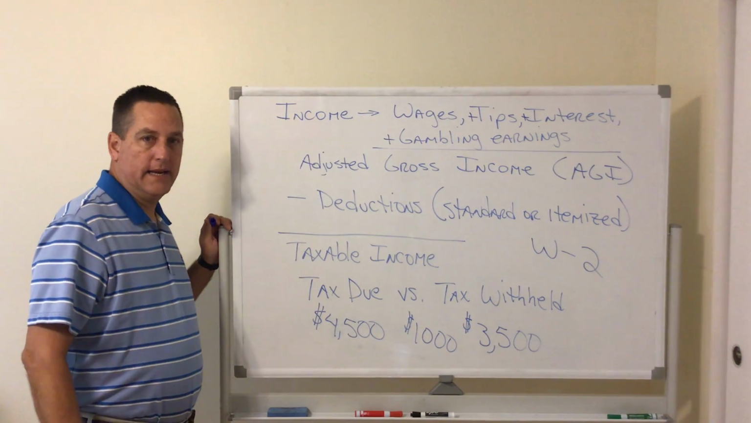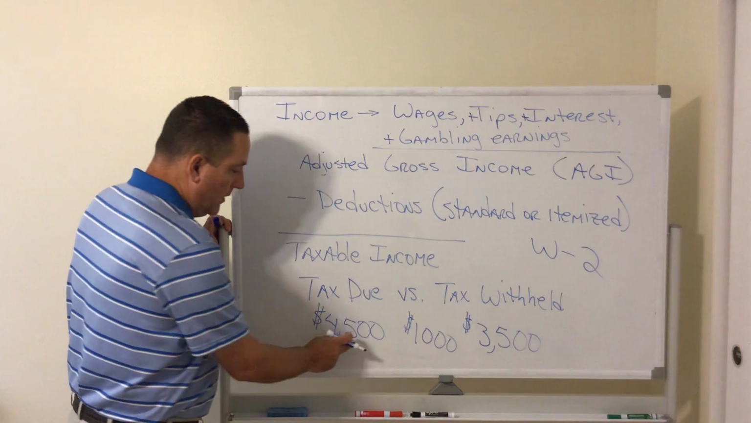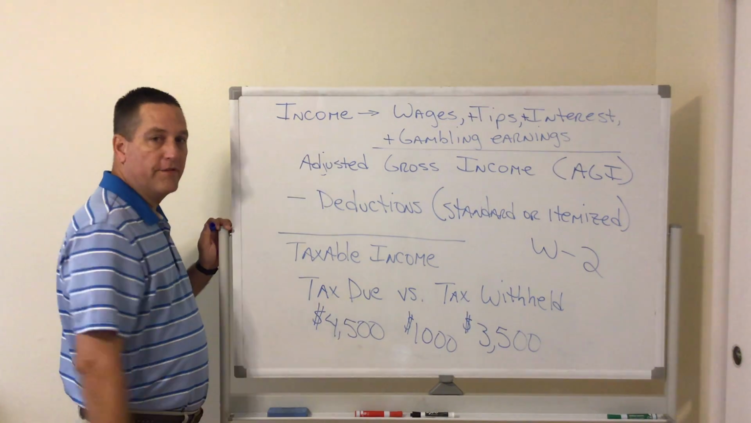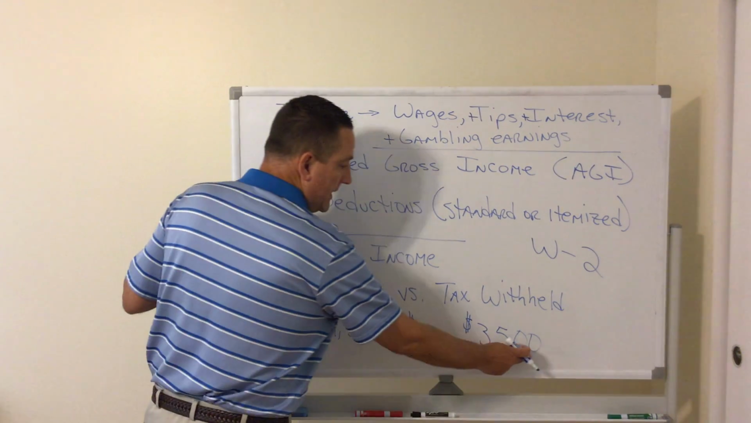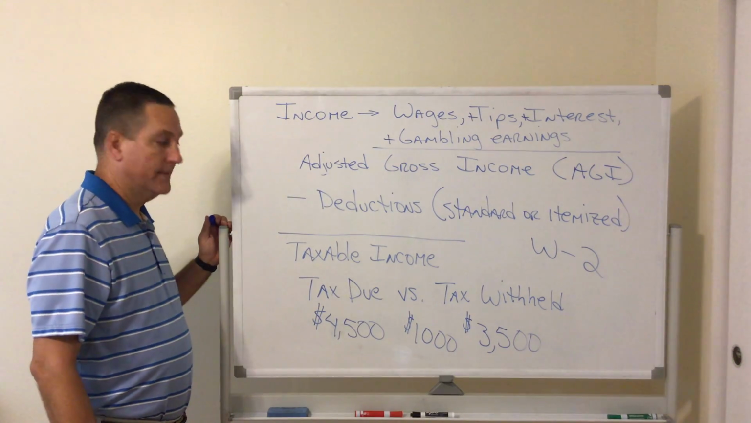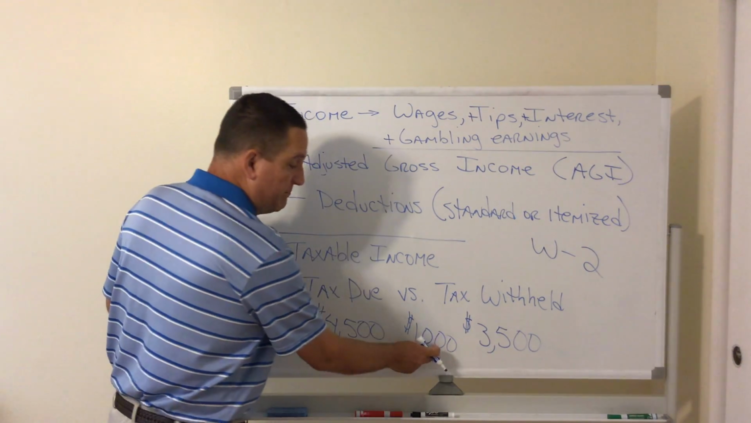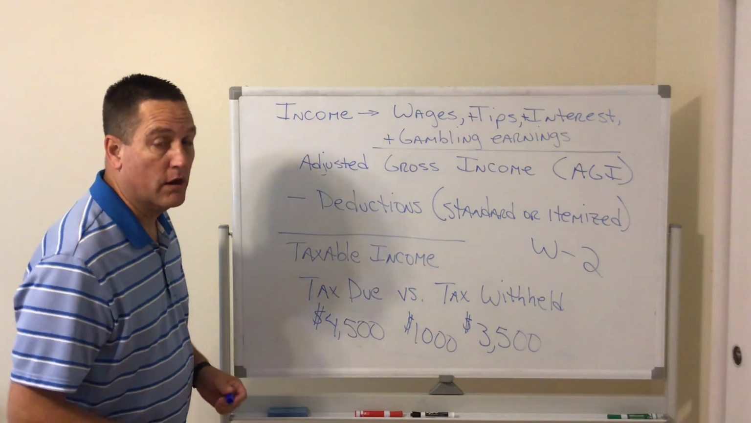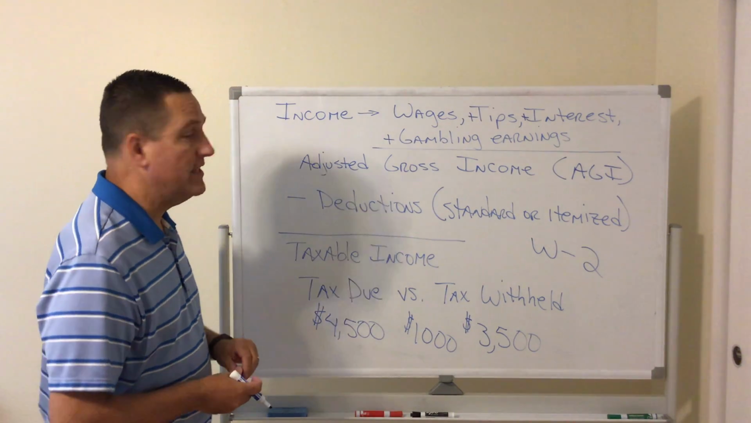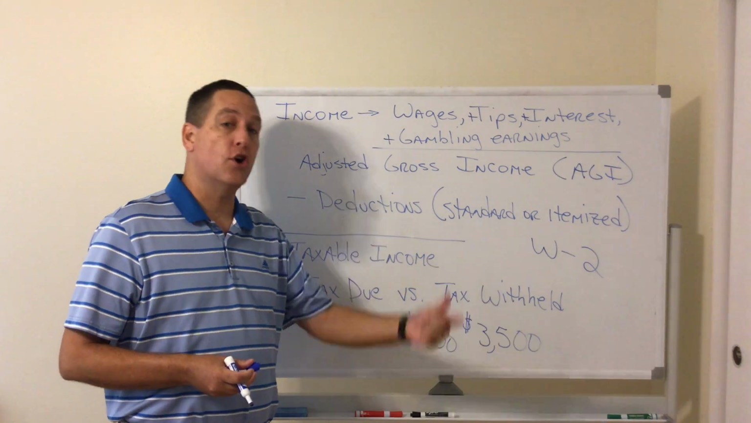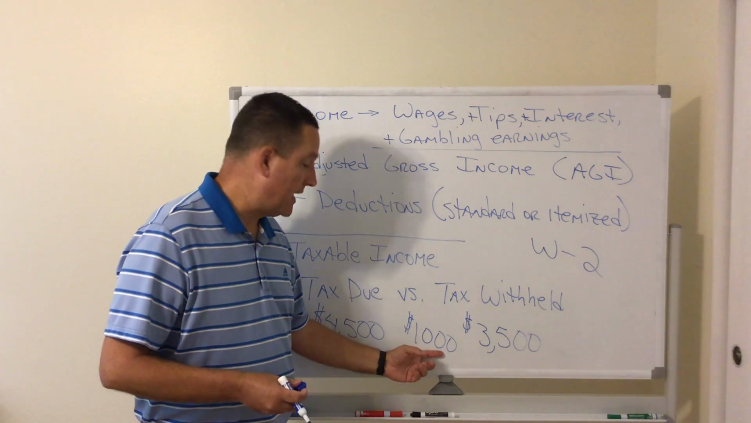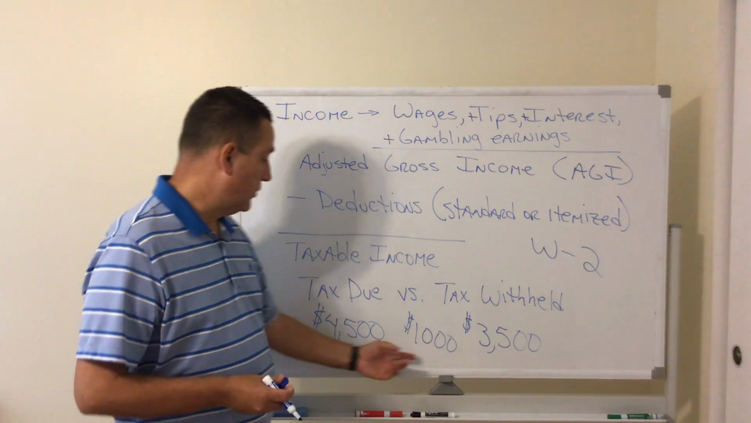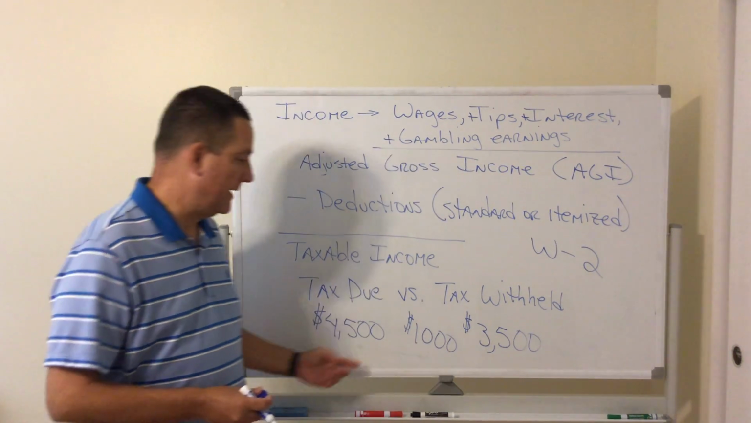What if that was the case? What if you were supposed to pay $4,500 and they've only taken out $3,500? Now you got $1,000 of pain because you still owe $1,000. So on April 15th, when you file that tax return, you have to send them a check for $1,000 because you were $1,000 short that year.